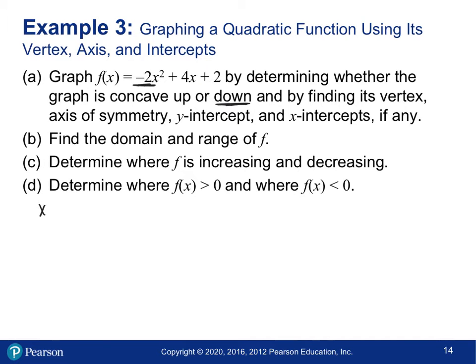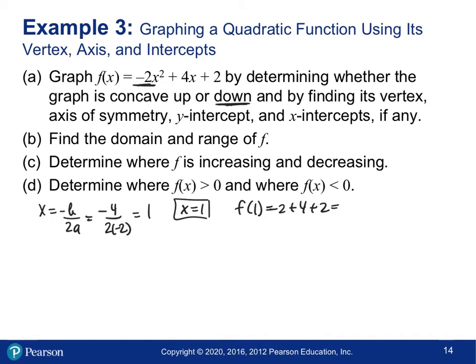So let's find our vertex, negative b over 2a. So it's negative 4 over 2 times negative 2, so that gives me 1. Okay, so x equal to 1 is my axis of symmetry. If I plug in 1, let's see, that gives me negative 2 plus 4 plus 2, so it's 4. So that means my vertex is (1, 4).